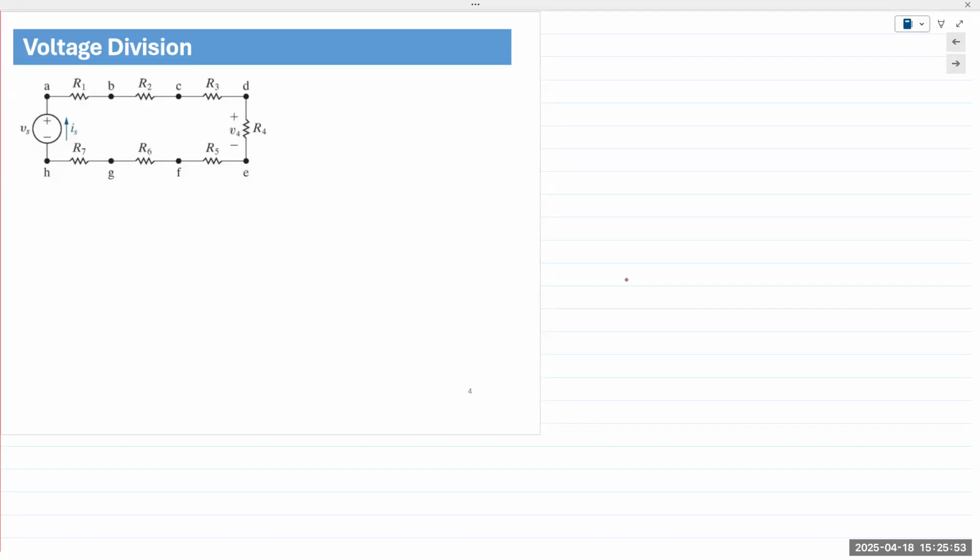Again, quite a wordy and lengthy sentence. When you apply a voltage across a series connection of resistors, a fraction of that supply voltage appears across each individual resistor. And that fraction is the ratio of that resistor to the total equivalent resistance. And that is also derived from Ohm's law.